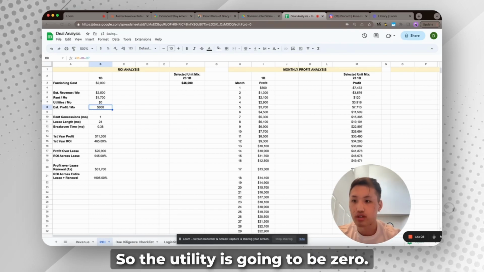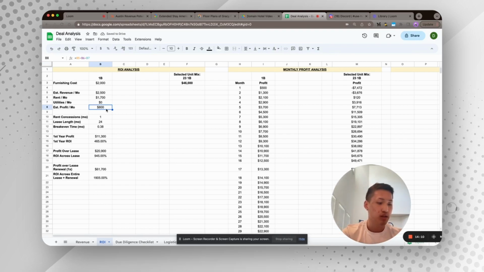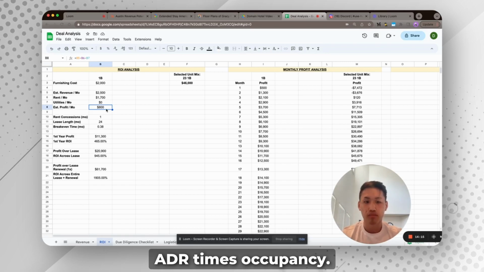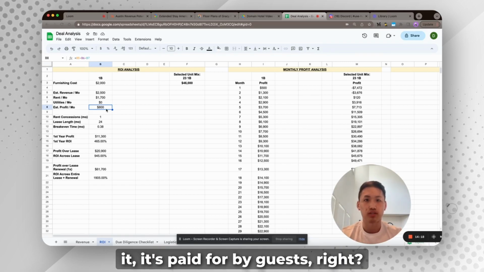So utilities is going to be zero. There's no other miscellaneous costs. Now, cleaning is covered by this, right? Cleaning is on top of this. It's just the ADR times occupancy. Cleaning, the way I see it, is paid for by guests, right?